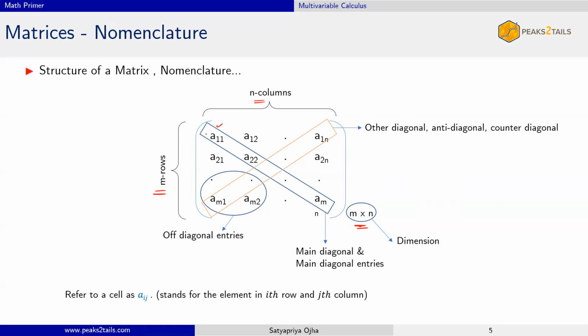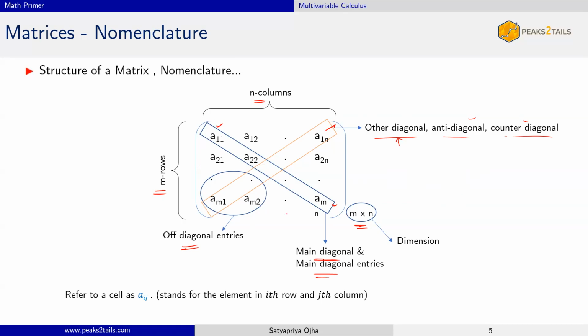This diagonal from the top left to the bottom right is called the main diagonal. Main diagonal, okay? And all of the elements in that main diagonal are called main diagonal entries. Anything that is not on the main diagonal is called off diagonal entries. All right. And this one is the other diagonal, as the name suggests. It's not the main diagonal, so there is the other diagonal, or you can say anti-diagonal or counter-diagonal. Nobody says these ones. People typically say the other diagonal, the orange one, okay?